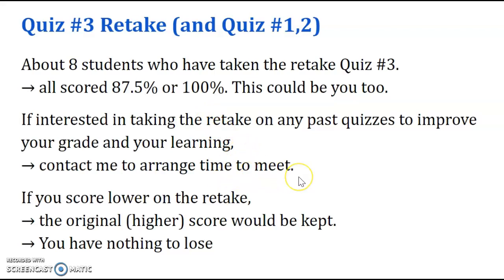Some of you are asking, oh, I don't want to take the retake because I might actually do worse on the retake. Well, if that happens, and it usually never happens unless you do not go through the quiz with me, then the original or the higher score will be kept. So you really have nothing to lose. Your score is not going to go down. It can only go up from the retake.